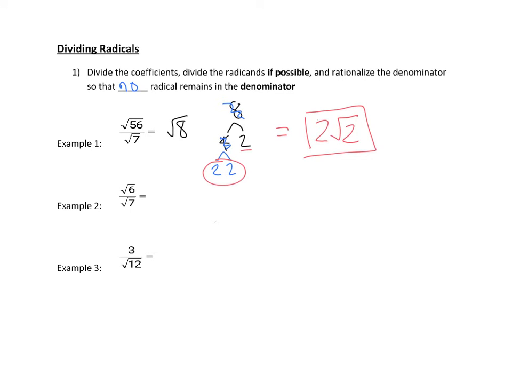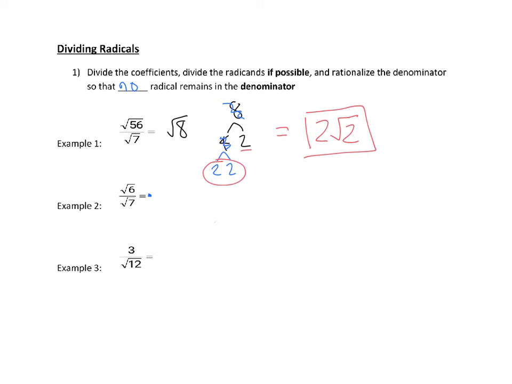All right, example 2. Square root of 6 divided by square root of 7. 6 divided by 7 does not break down perfectly, and you can't even break those down anymore. They're already as simple as they're going to get. So, how do we get rid of that radical in the denominator? Easy. What you do to the bottom, you must do to the top.